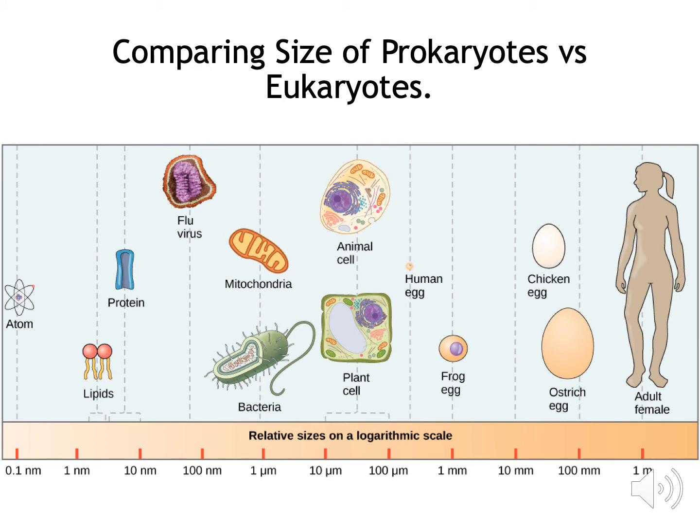Cells of prokaryotes are much smaller than that of eukaryotes. You can see that on this logarithmic scale. So bacteria on the scale, which are prokaryotes, are roughly around 1 micrometre in size, whereas animal and plant cells, which are eukaryotes, are between 10 and 100 micrometres in size.